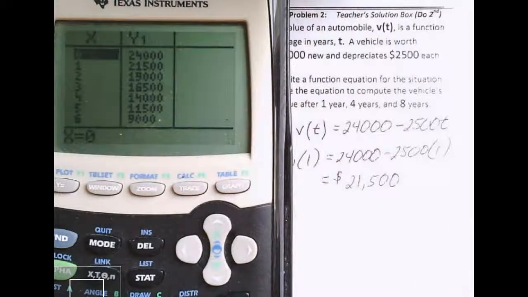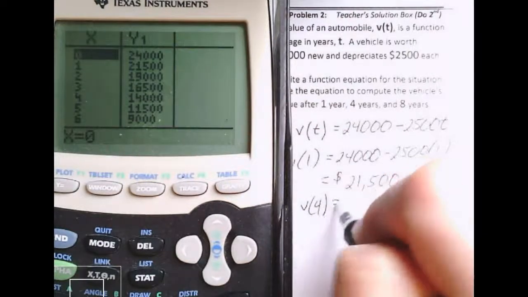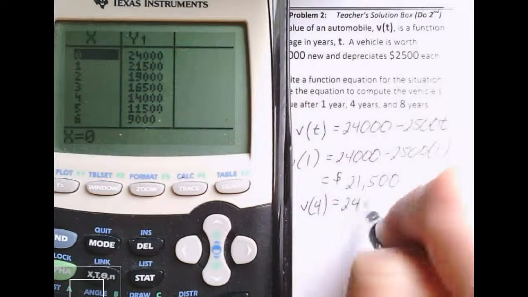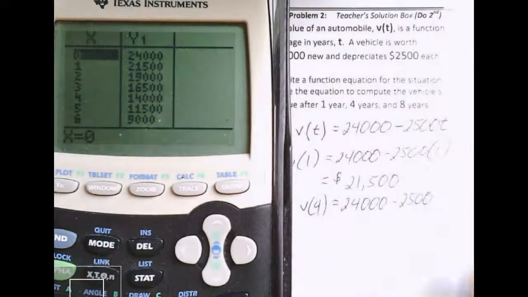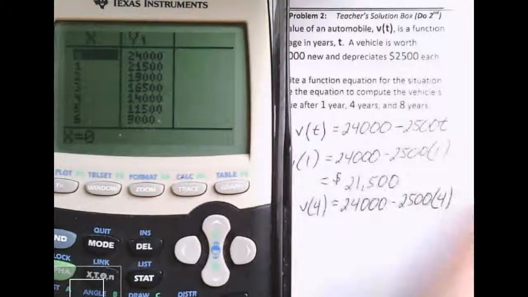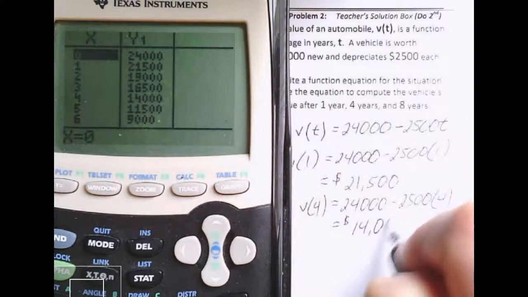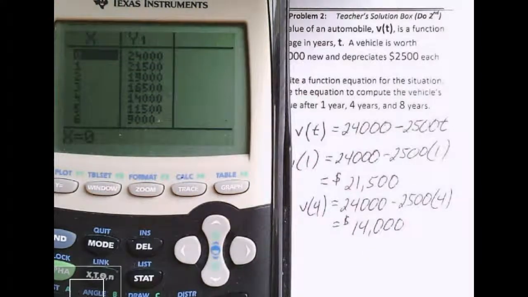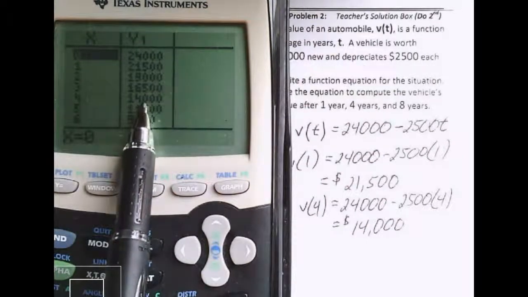Now we can find V of 4, the value after 4 years. That's 24,000. Subtract $2,500 per year for 4 years. And that is going to create $14,000. You see that on the calculator when t is 4, the value of V is 14,000.